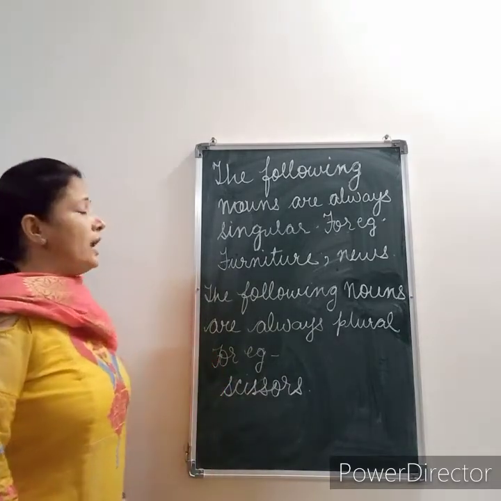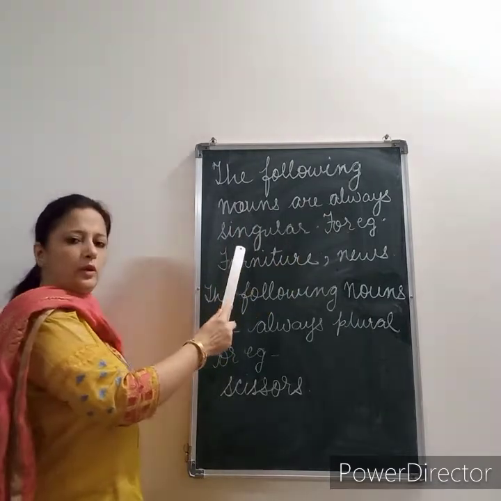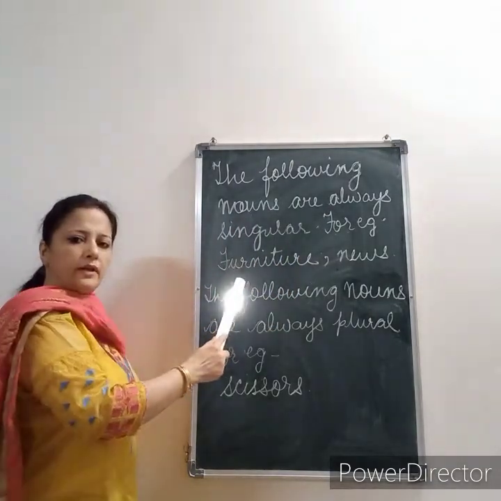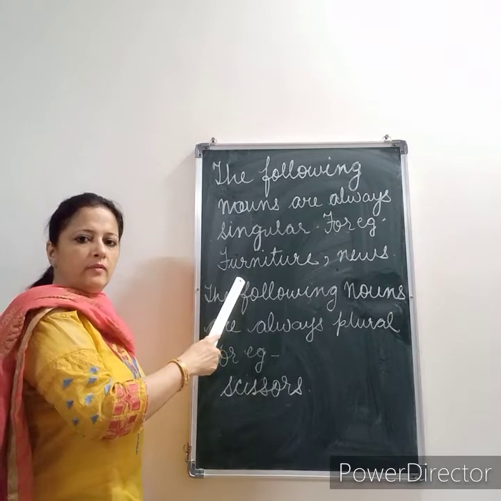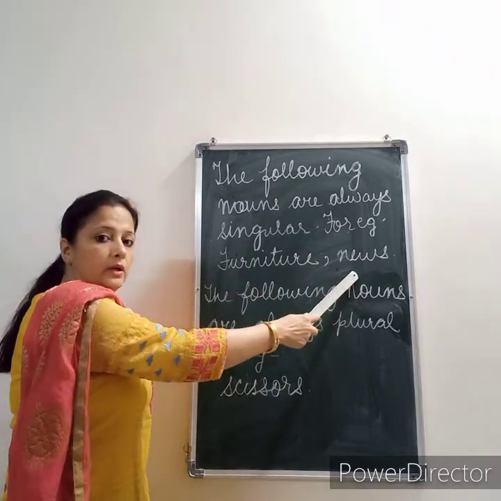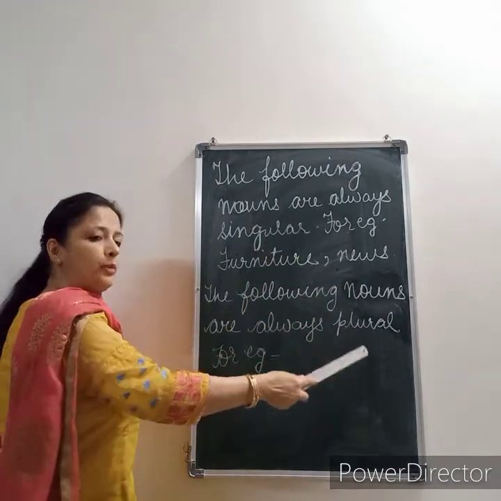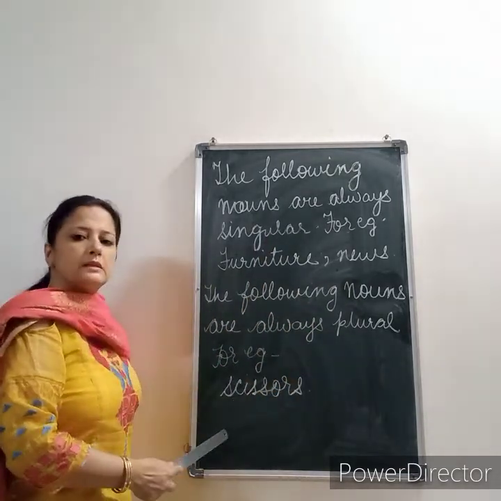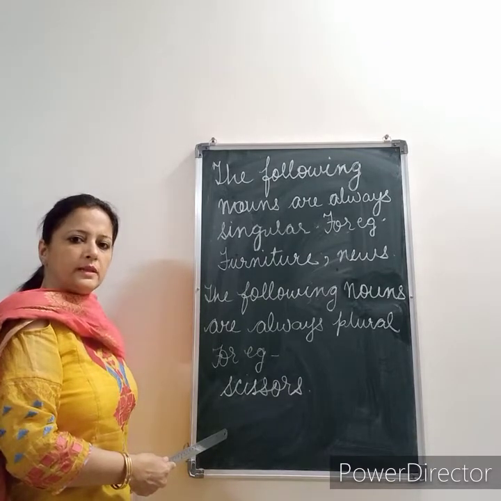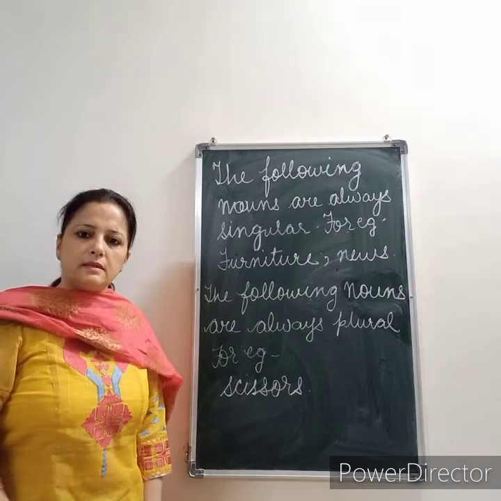Students, we also have to keep in mind that the following nouns are always in the singular form. For example, furniture. We never write furniture as furnitures. And the word news. The following nouns are always in the plural form. For example, scissors. We always write it as scissors. We don't write it as scissor.